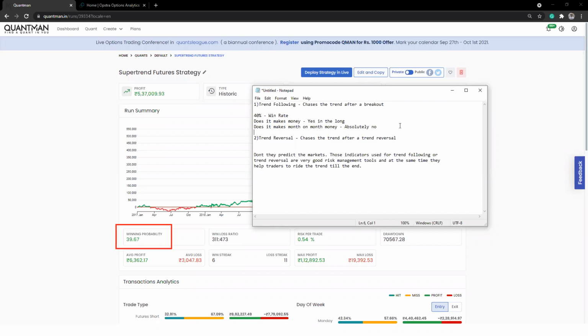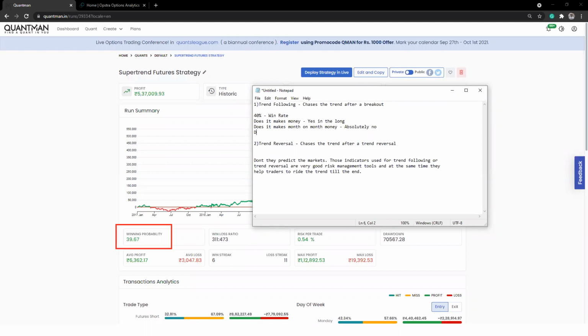Another question people generally ask is, does Supertrend predict the market? Does it predict market direction? Of course, absolutely no. That's a big no here. It does trend following. It doesn't predict which side the market will go, whether the market will go up or down. Whichever side the trend is going, it tries to trade the breakouts. It's a simple breakout strategy using an ATR based approach. ATR means average true range, and it is an average true range based trailing stop loss strategy.